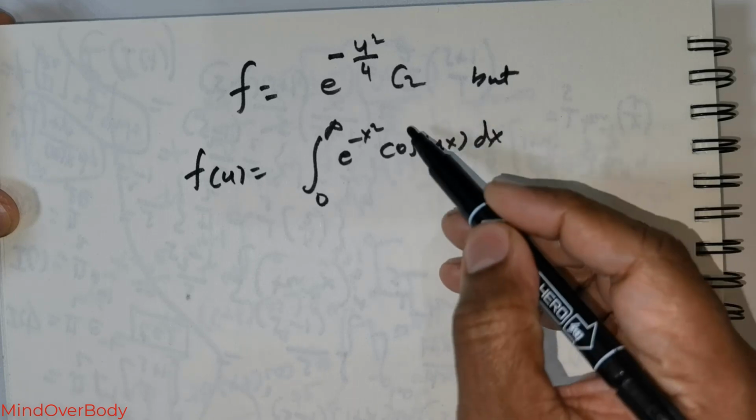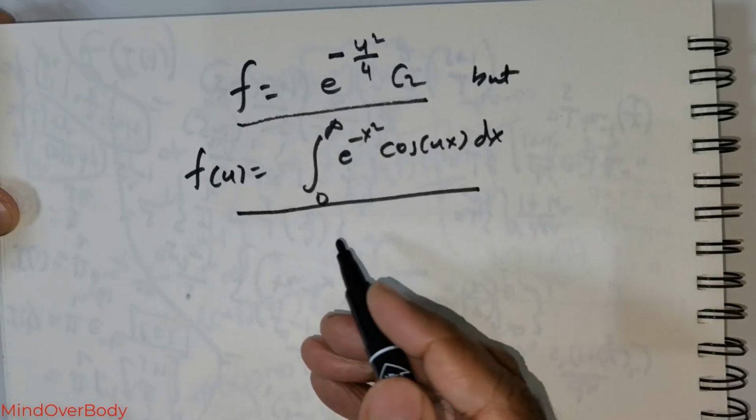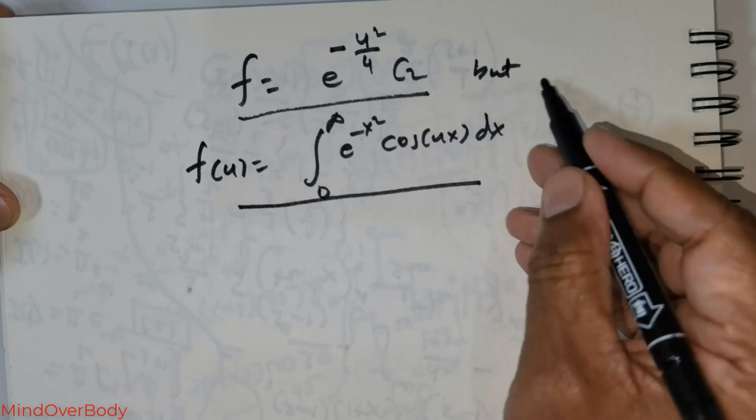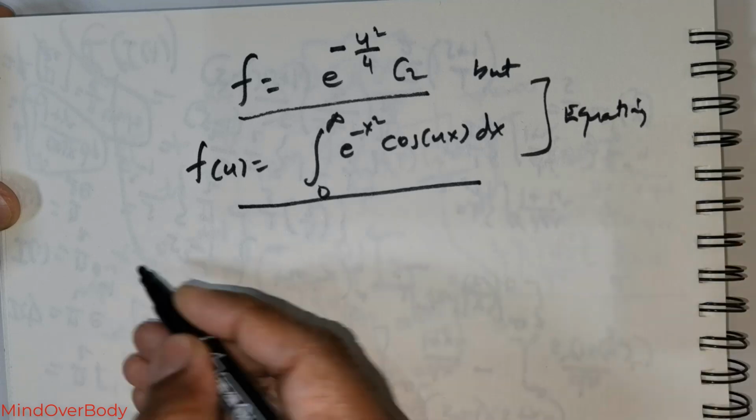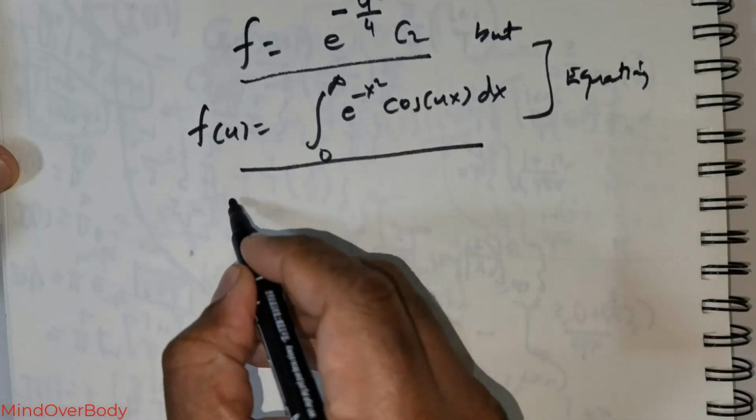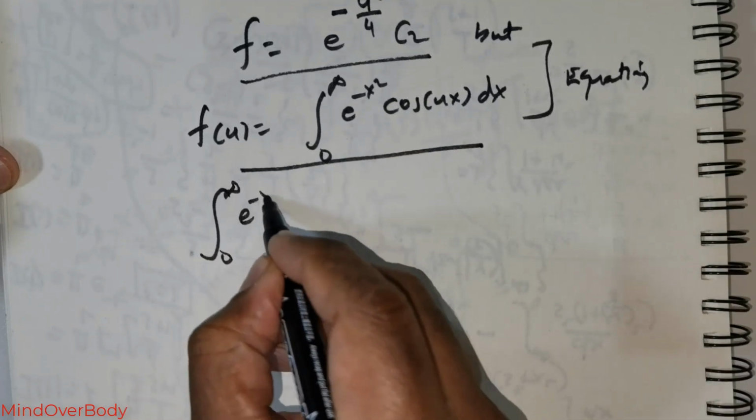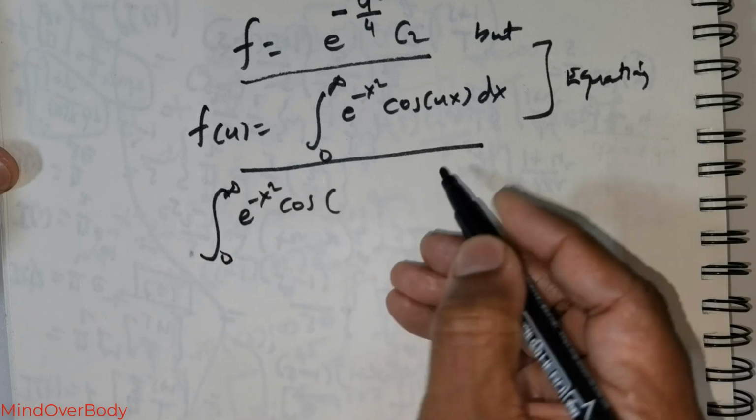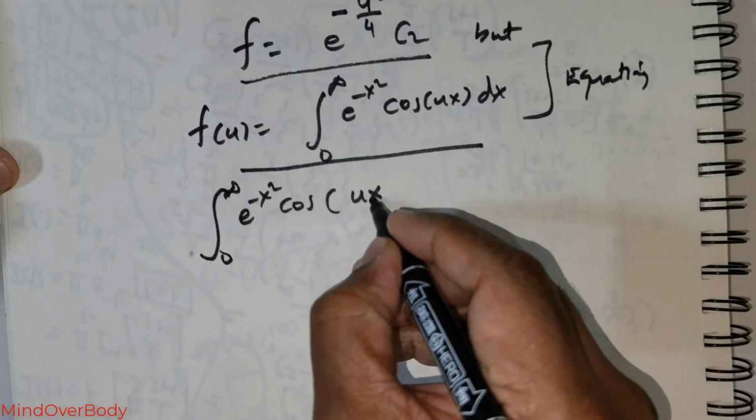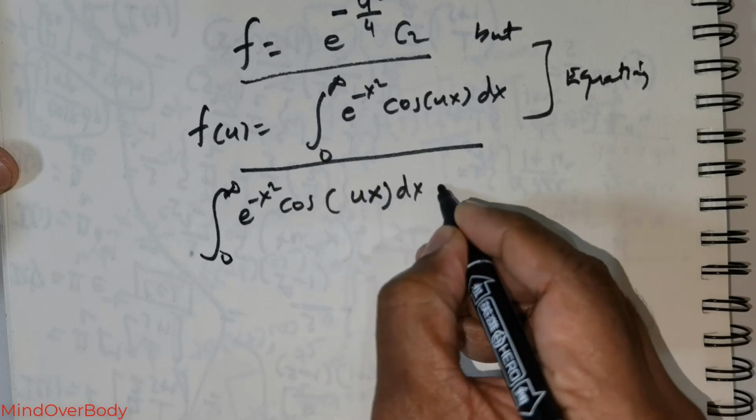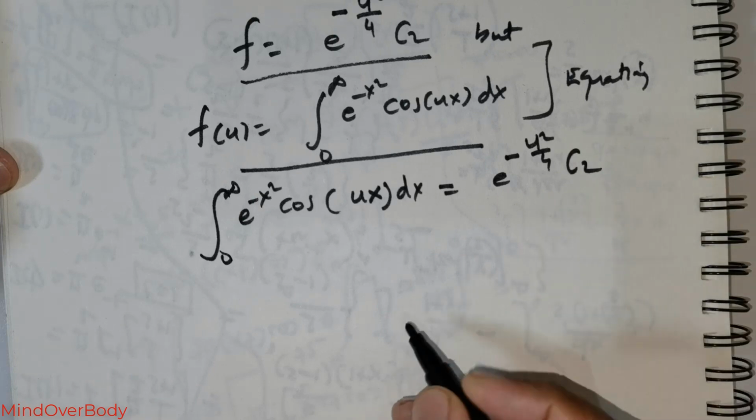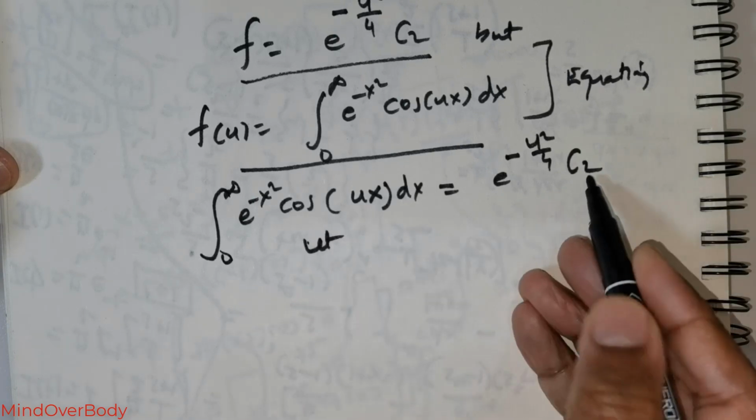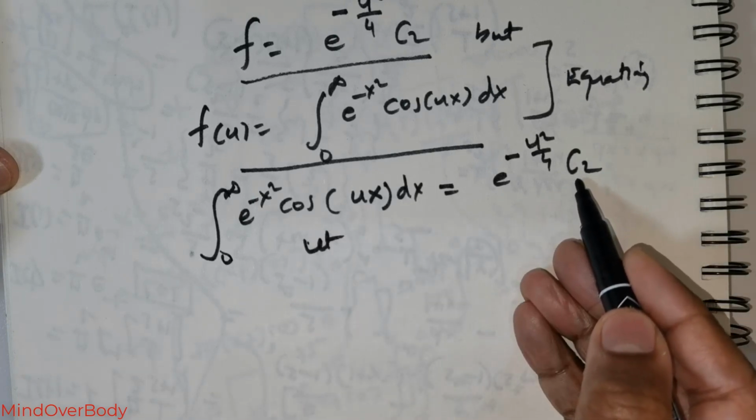So comparing this with this, or I would say equating both, we get, so what do we get? This is going to be the integral from 0 to infinity of e raised to the power of negative x squared cos of u times x times dx is equal to e raised to the power of negative u squared over 4 times c2. Now I want to get the value of c2, right? Without the value of c2, we wouldn't be able to arrive at the final solution.